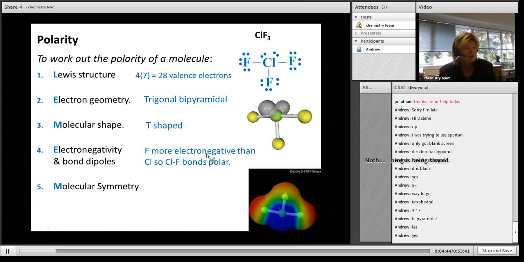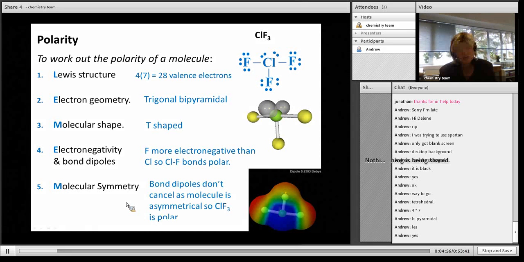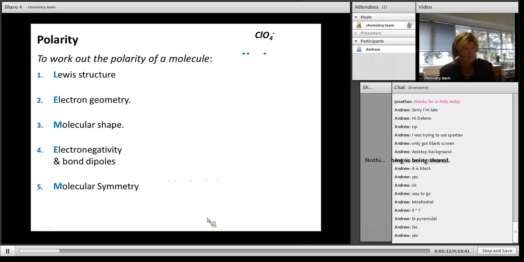So that's just to talk about the electronegativity. So we've got polar bonds, and you can see that where the chlorine is, it's more positive, and where the fluorine is, it's more negative. And the bond dipoles don't cancel. Don't say bonds cancel, or don't cancel, bond dipoles don't cancel, because that molecule is asymmetrical. As you say, if you cut it across any bond, all the planes must be the same.